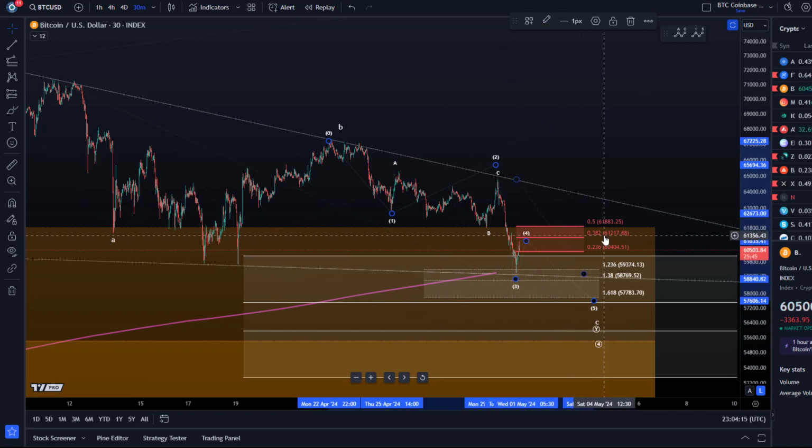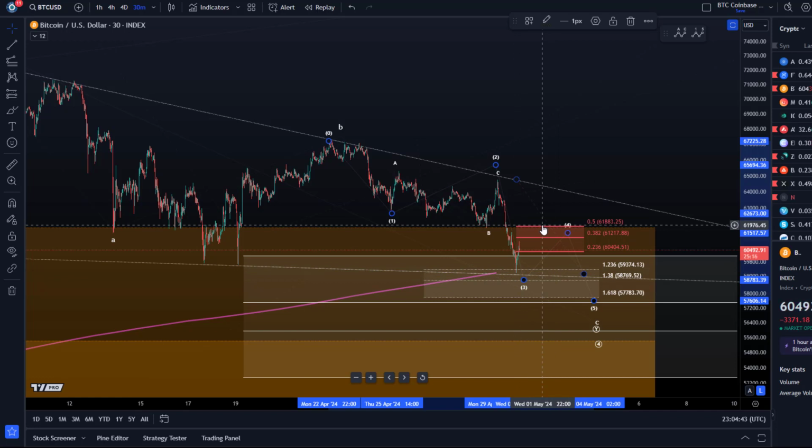The resistance area is defined anyway. It's between 60,400 and 61,883. It is a standard resistance area for a fourth wave. So again, I can't rule out one more low in wave 3. The reason I say that is because the first ideal target for the third is the 58,769 level. It reached the bare minimum.